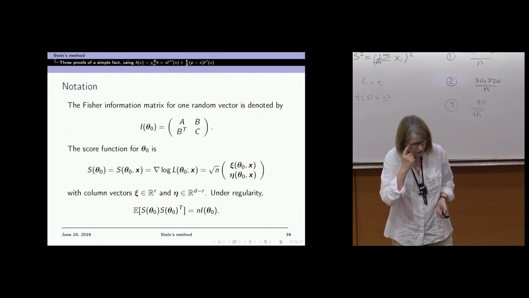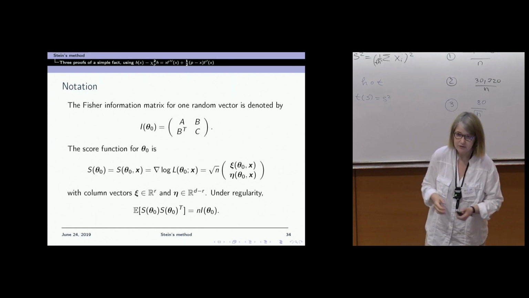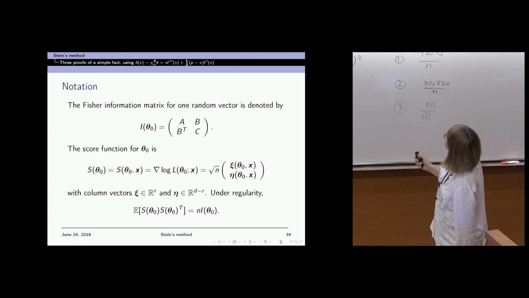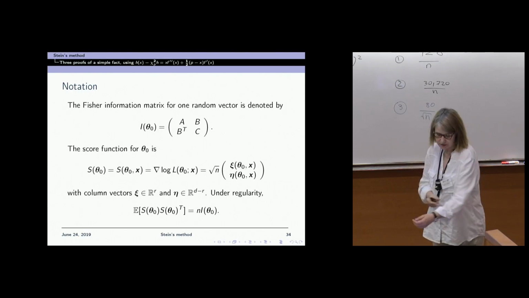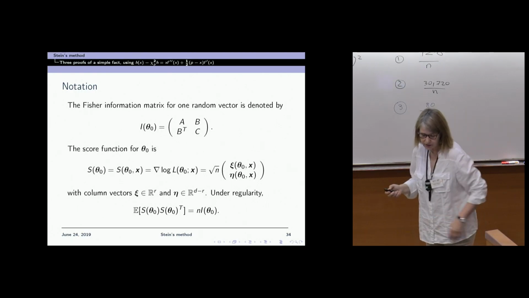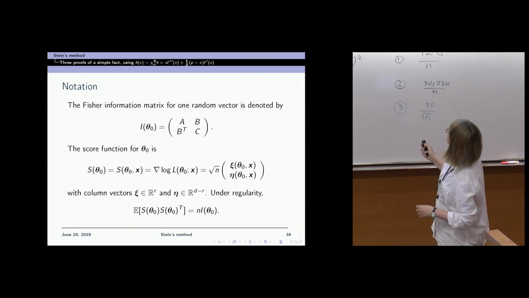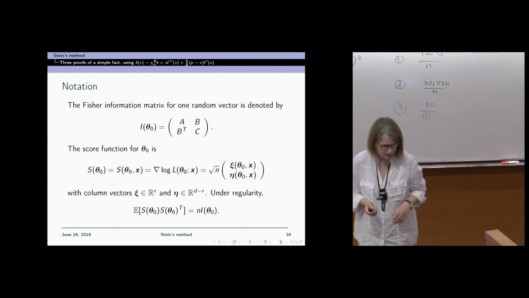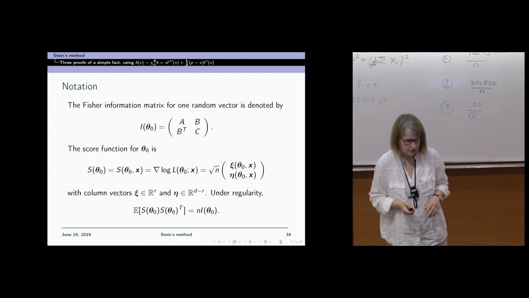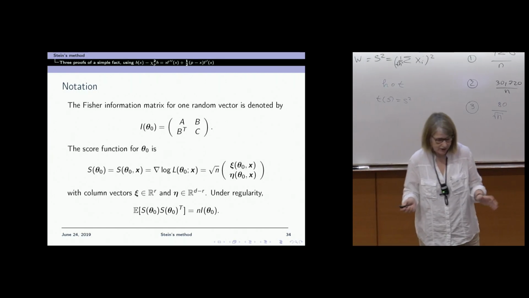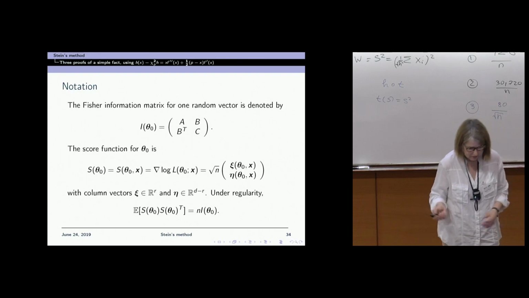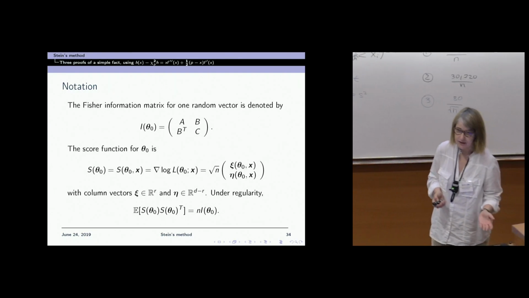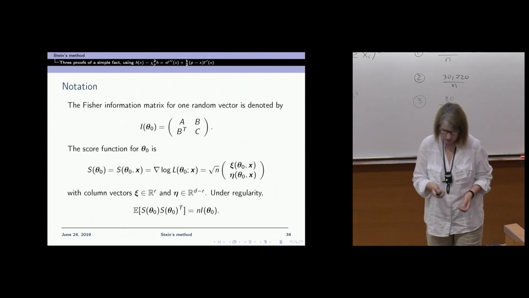We need a little bit of notation. So we've got the Fisher information matrix, which I write with components A, B, B transpose, C. And the score function is the derivative of the log likelihood. And I write this as scaling by square root of n times the vector xi and the vector eta. And these are column vectors. And everything is so regular that the covariance matrix of the score function is n times the Fisher information matrix.